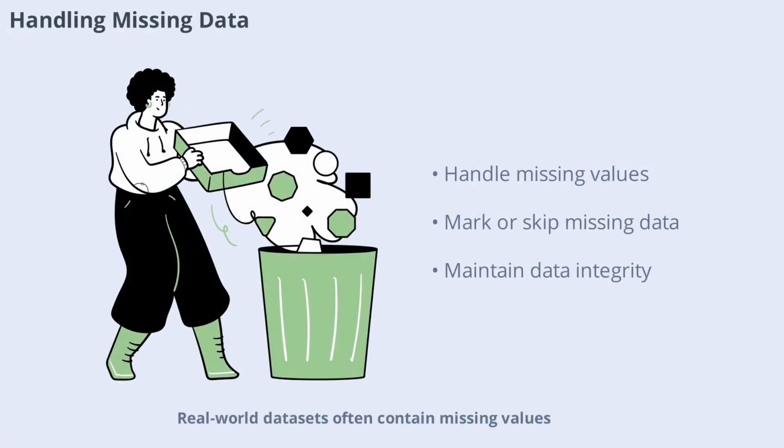Real-world datasets often contain missing values. Matplotlib can handle missing data gracefully, either by skipping those points or marking them clearly. You can also use different markers or colors to indicate missing values, ensuring your audience understands the completeness of your data.